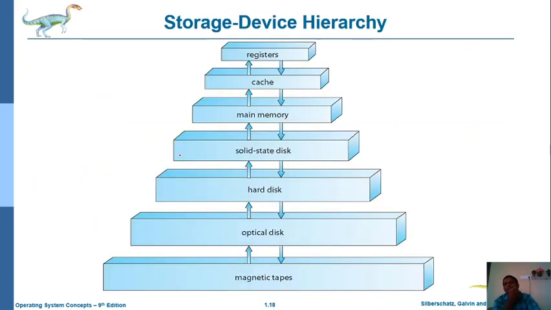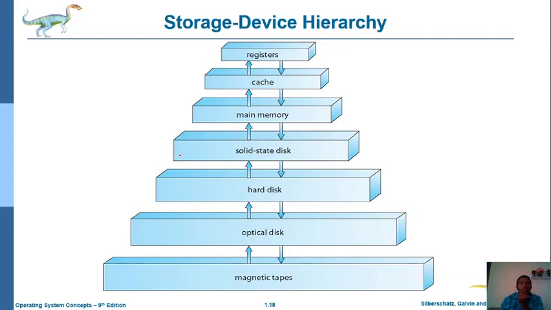So now we observe what the storage device hierarchy is. This is the hierarchy of the storage devices in our computers. The first is register memory, after that cache memory, then main memory, then SSD, then hard disk, then optical disk, and then magnetic tapes. So these are the storage device hierarchy.